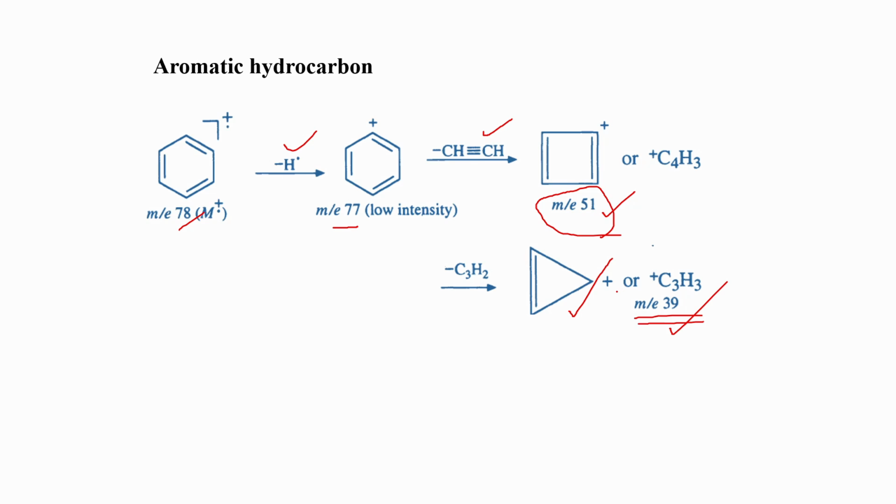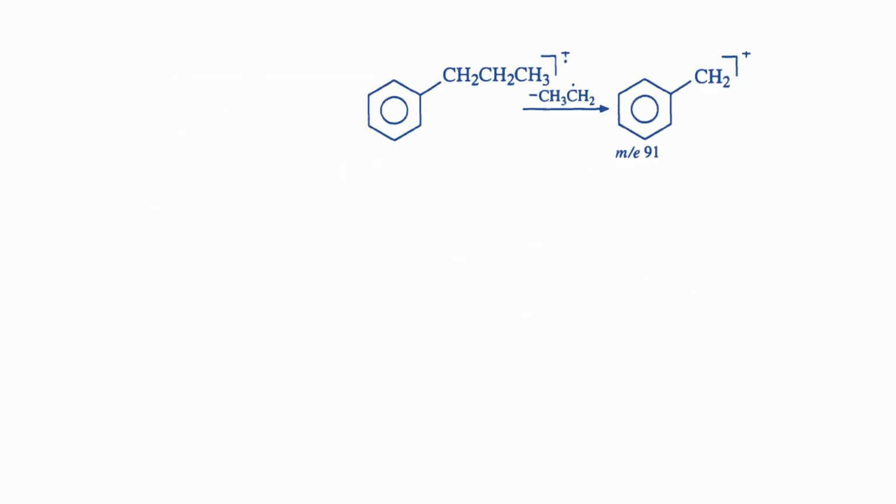cyclopropynyl carbocation. In the case of substituted benzene, the main fragmentation is at the benzylic position. In this case, an ethyl radical is eliminated to form benzyl carbocation with m/z value 91. It is the most prominent fragmentation in substituted benzene, the formation of benzyl carbocation.